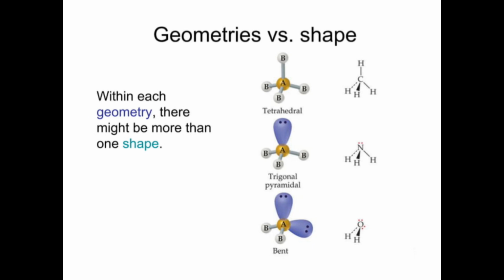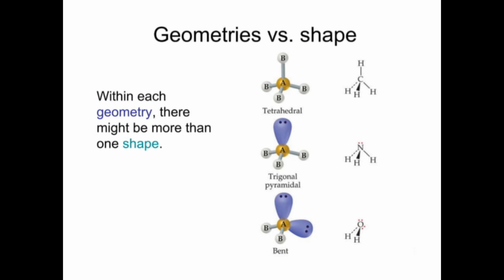Now, furthermore in this our discussion, let's look at geometry versus shape. Within each geometry, it is possible you have more than one shape, and of course this is caused as a result of the presence of lone pairs of electrons here. Now when you have 4 atoms being joined to a central atom, you will have tetrahedral.